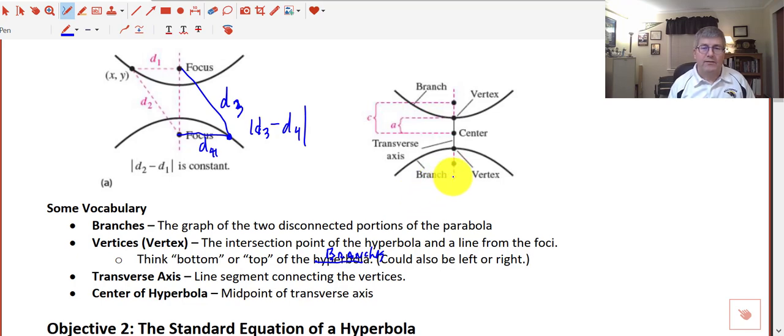The transverse axis is a line segment connecting the vertices. So our transverse axis passes through the center here and connects the vertices of the hyperbola. And the center of the hyperbola is the midpoint of the transverse axis. The center is the same distance from each vertex, which we call distance a. And the foci are also equidistant from the center, and that we call c. So c is the distance from the foci to the center of the hyperbola.